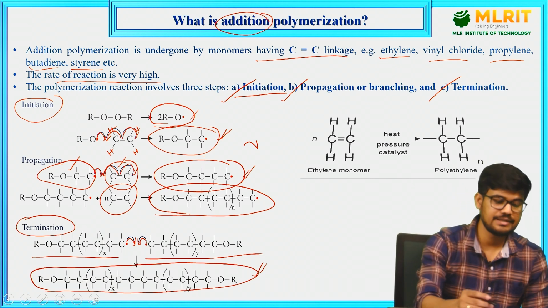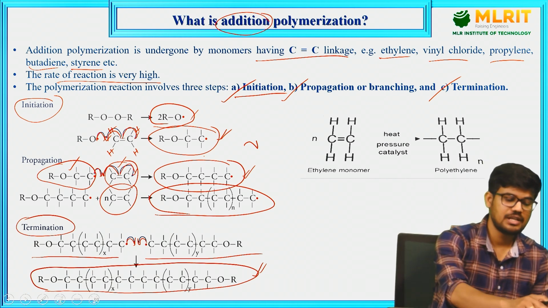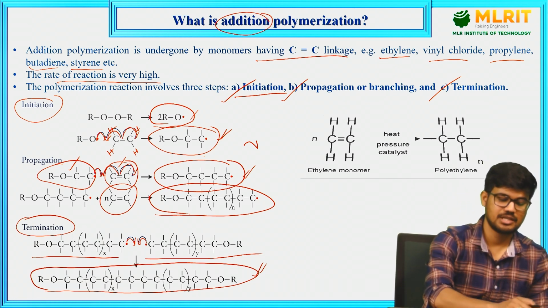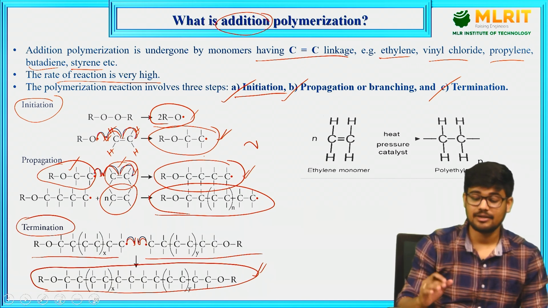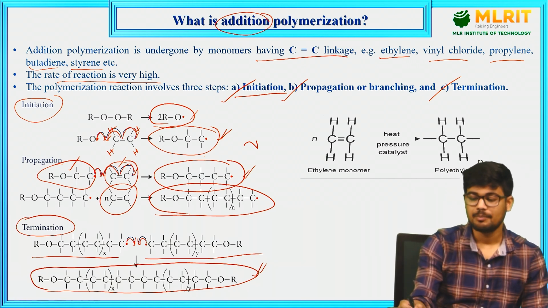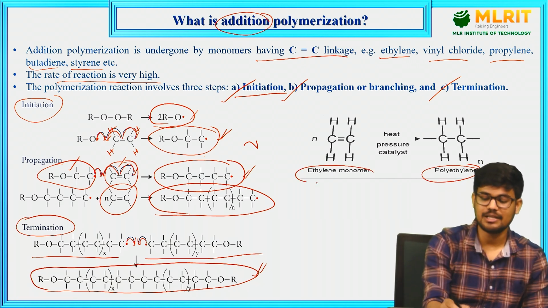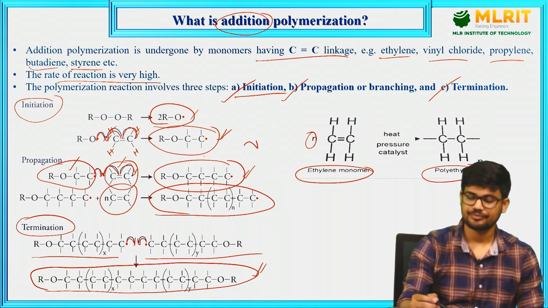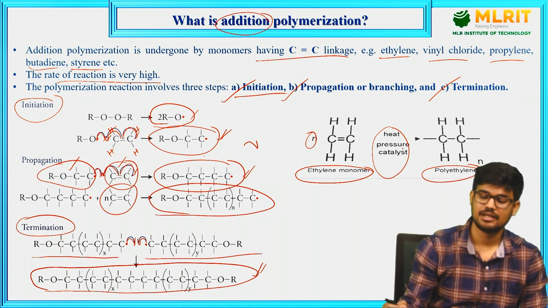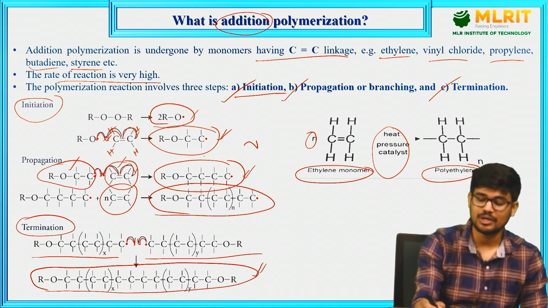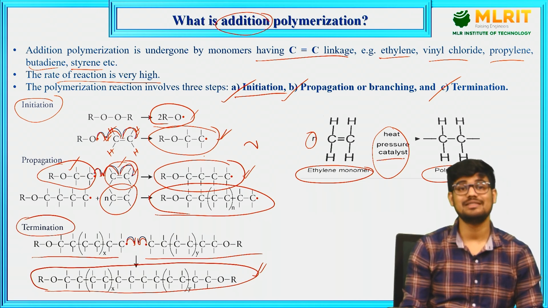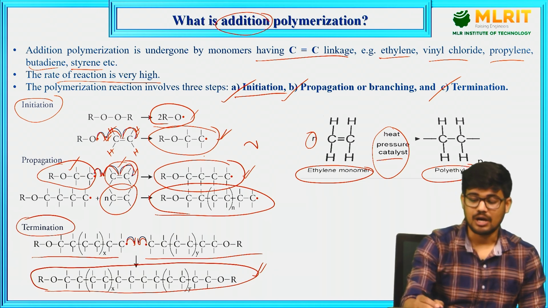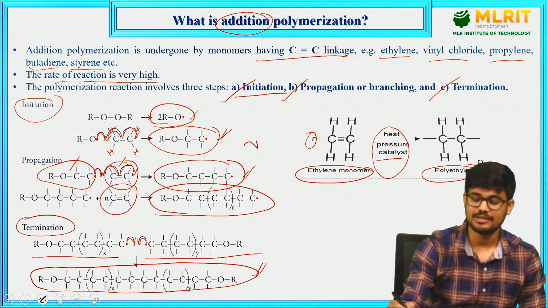So for example, if you consider initiation, propagation and termination, these are the mechanism, and one real life example is polyethylene. So we have ethylene monomers, so n number of ethylene molecules are present. These are the conditions: heat, pressure and catalyst. What type of catalyst are we using here? Ziegler-Natta catalyst. After the end of this reaction, we will get this as product.